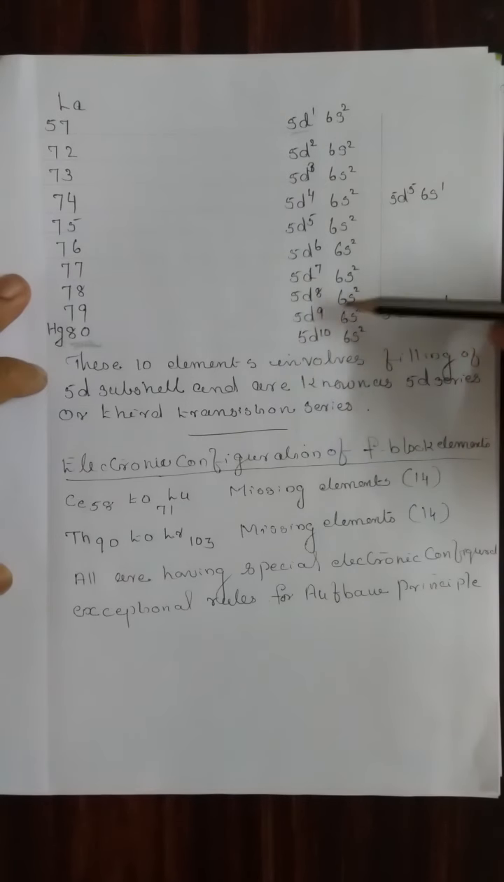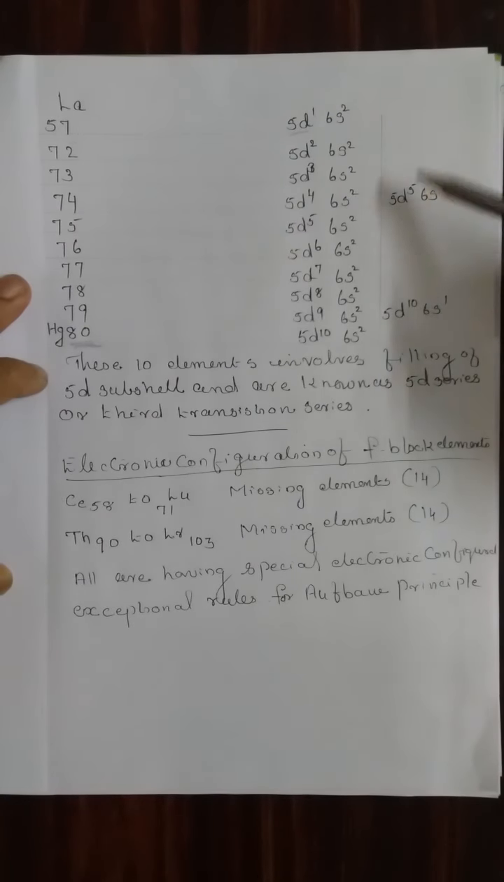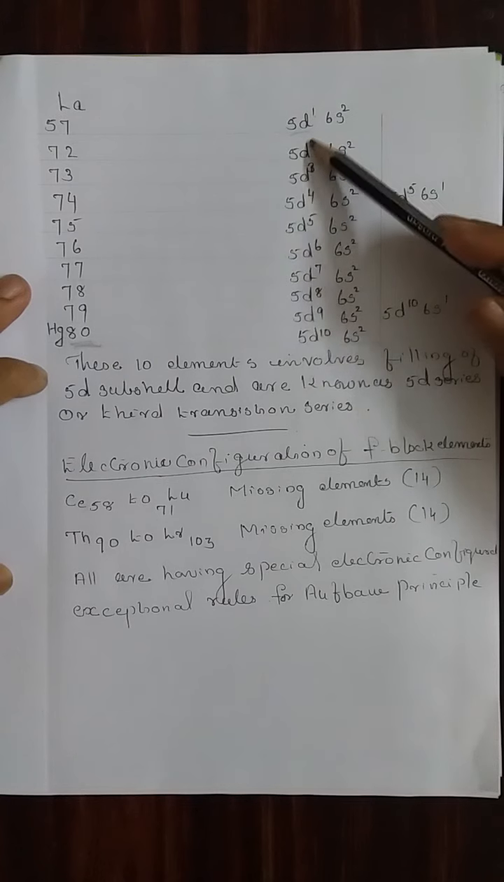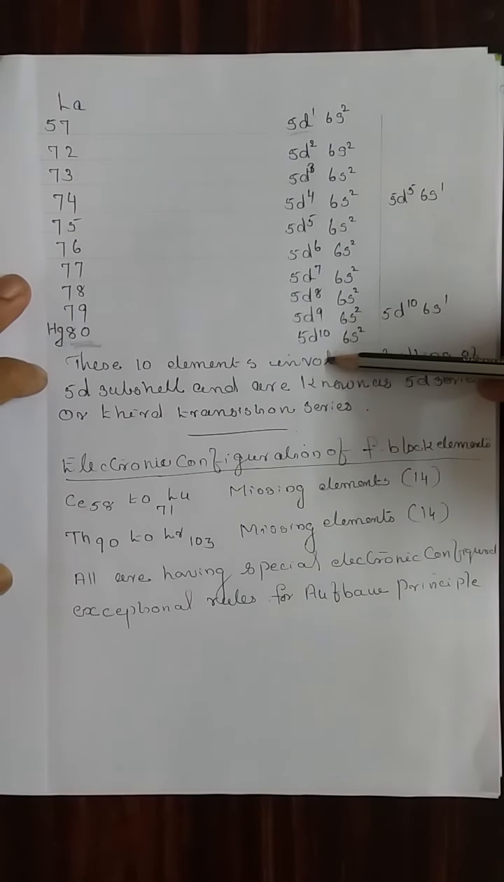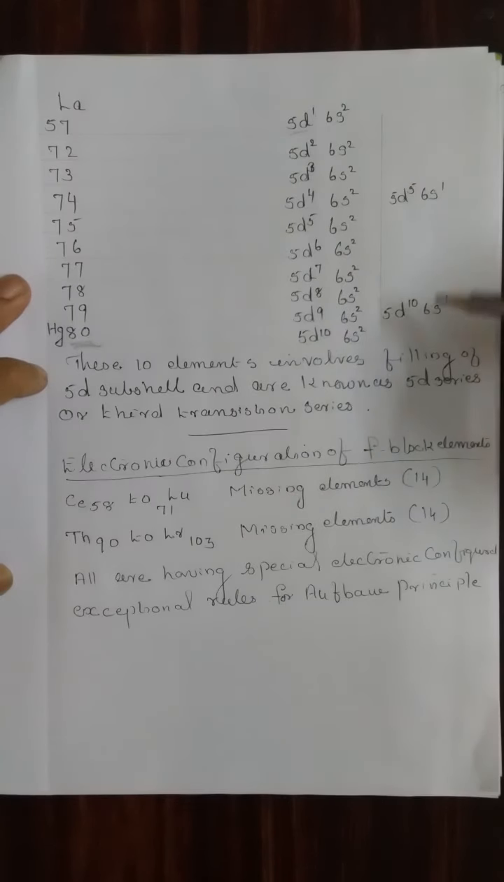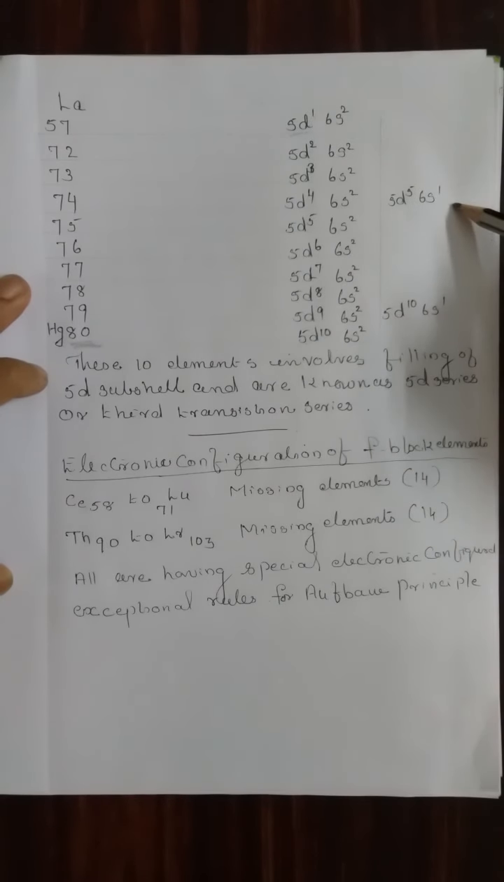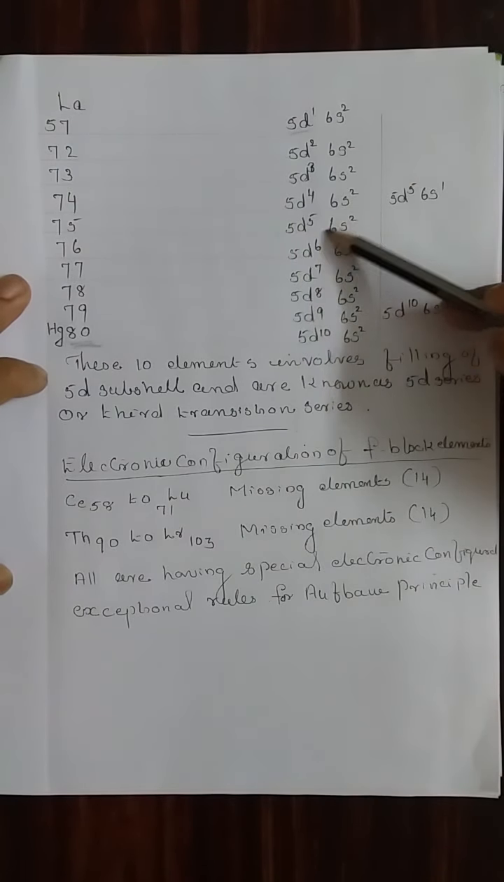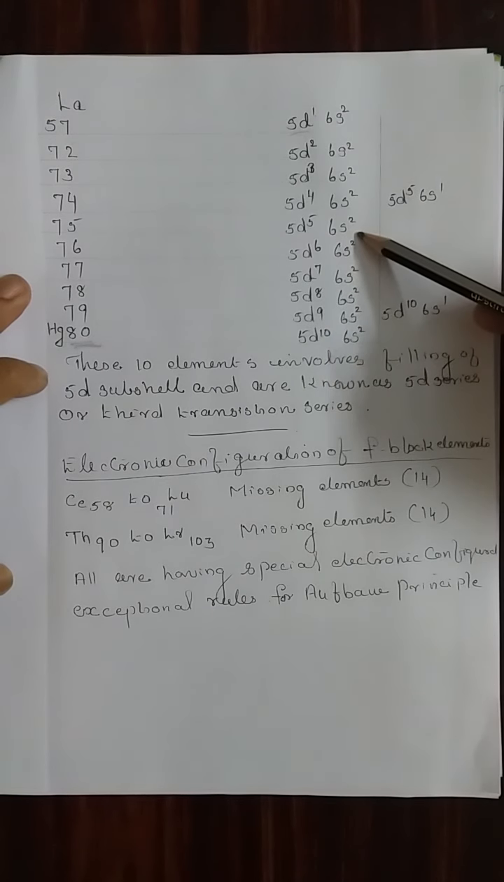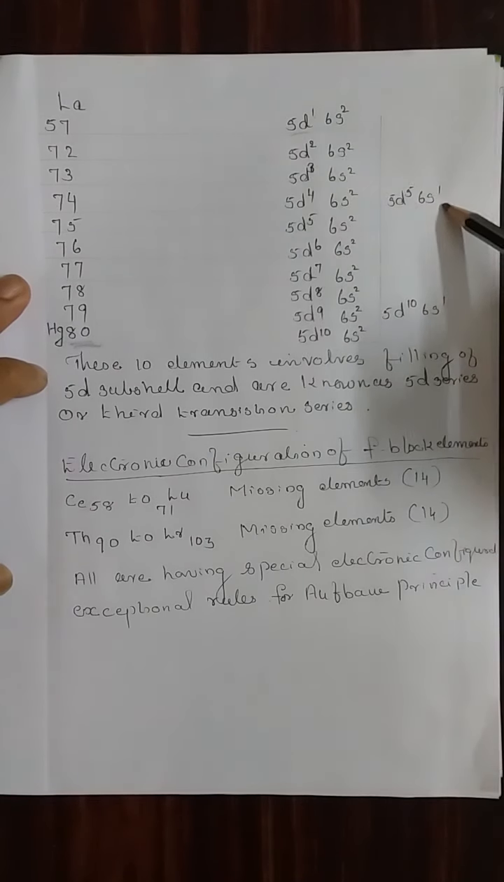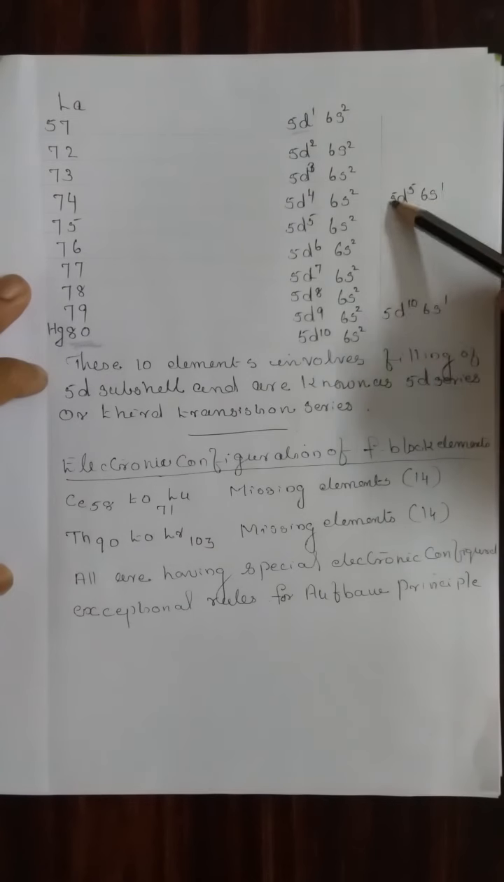Similarly, 5d9 6s2 becomes 5d10 6s1. From the examination point of view, in the 5d series, which is the half-filled and the fully filled element that is stable? These are stable by electronic configuration, but we are making it stable by taking one electron from the s orbital. That is the difference.